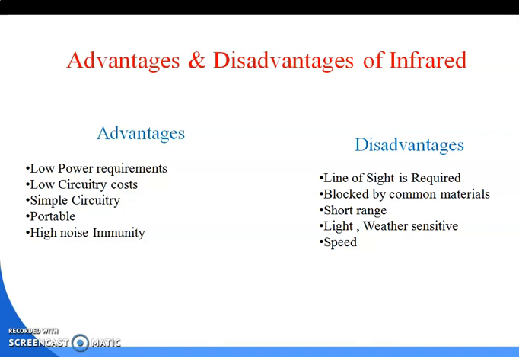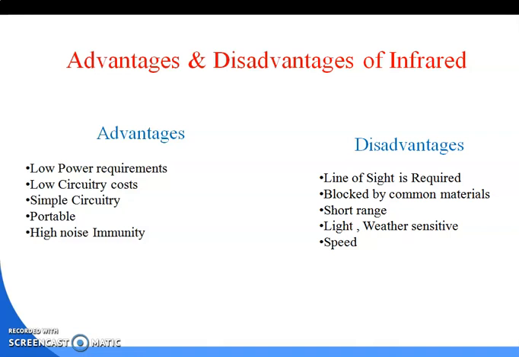Here are the advantages and the disadvantages of infrared. What are the advantages? Low power requirements, low circuit cost, simple circuit, portable, high noise immunity. So these are the advantages. I can repeat: low power requirements. The power requirement is very low, because generally you can see the remote working through batteries, and low circuit cost, simple circuit, portable, high noise immunity.